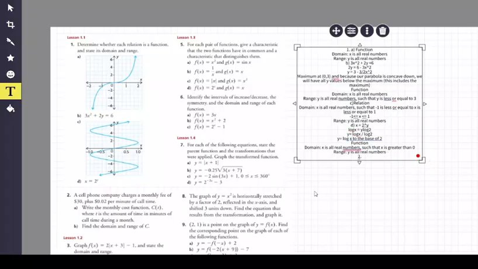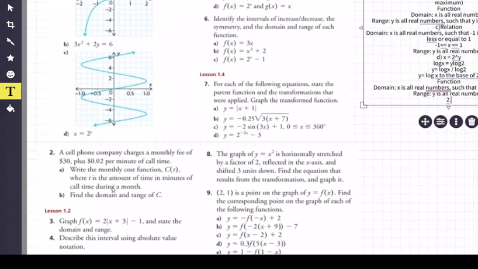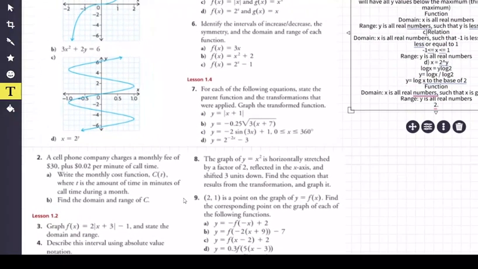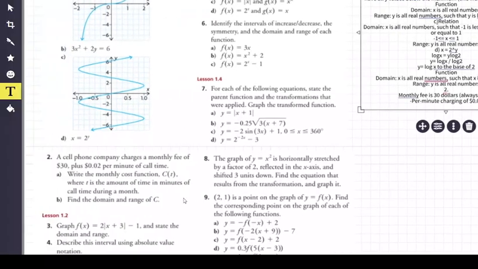A cell phone company charges a monthly fee of $30 plus $0.02 per minute of call time. Write the monthly cost function, C of t, where t is the amount of time in minutes of call time during a month. So we'll have a monthly fee of 30. So that is constant. It will always have 30. So let's go ahead and write this out. So monthly fee is $30. Always there. And we'll have per minute charging of 0.02 dollars, or just 2 cents.